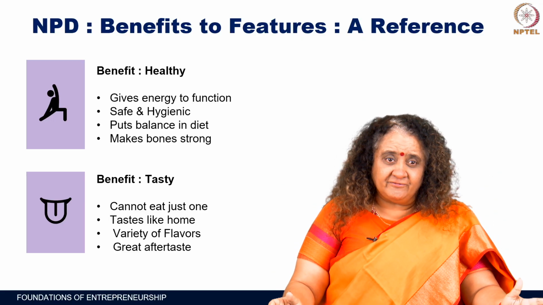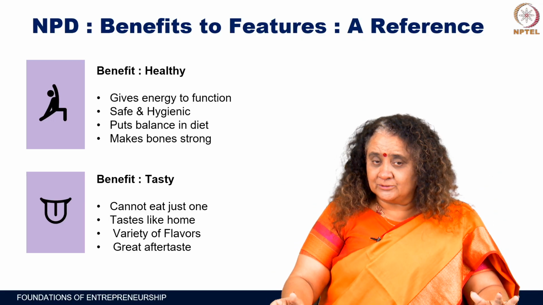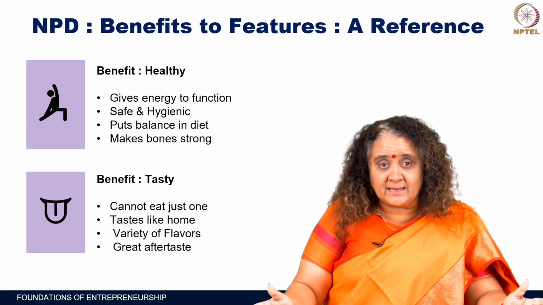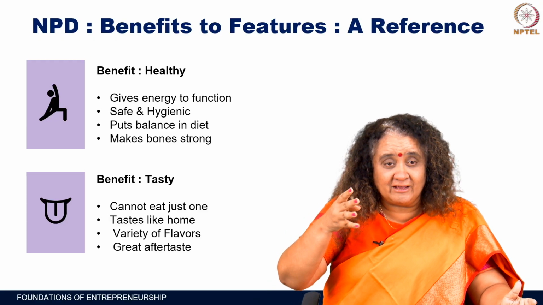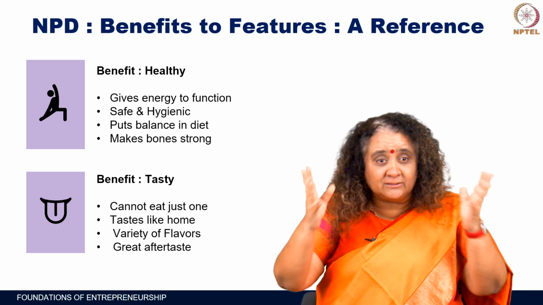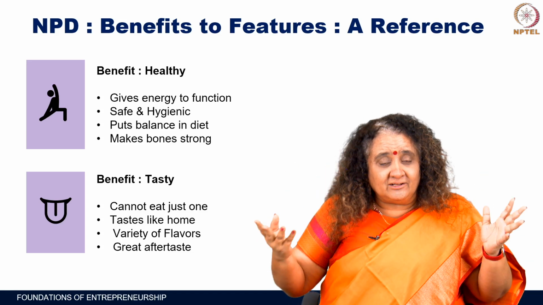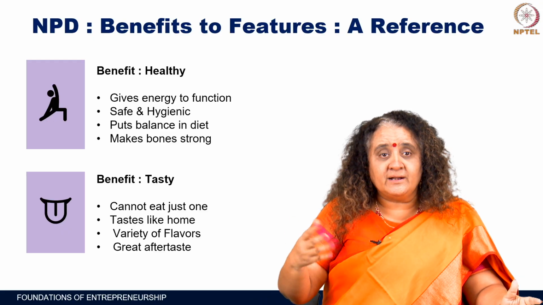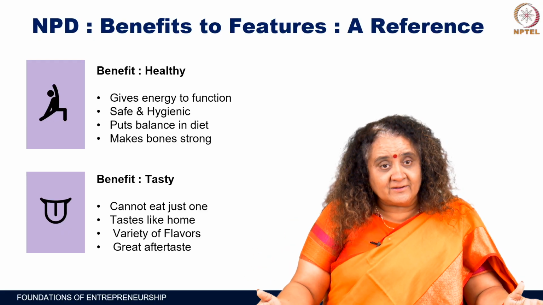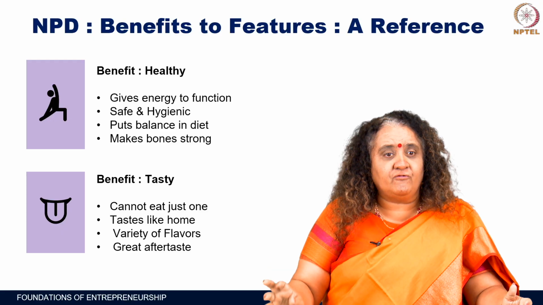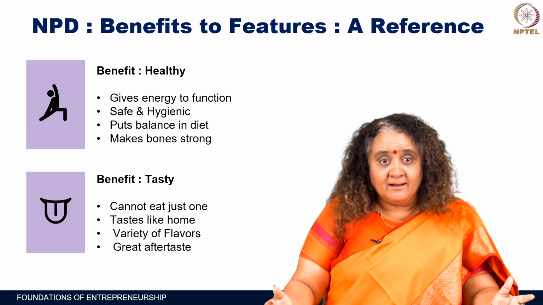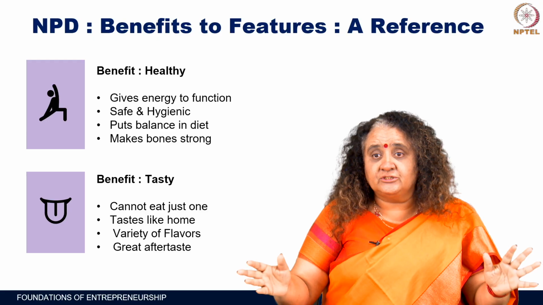So, there were two benefits there, which was healthy and which was tasty, and just see how many different ways to be healthy, and I have just taken 4. If I had more time and more space on this chart, there would have been 100 such things. It says gives me energy to function. That is one dimension of healthy. Another dimension of healthy is safe and hygienic food. The third one says it makes my diet balanced. A fourth one says it makes my bones strong.